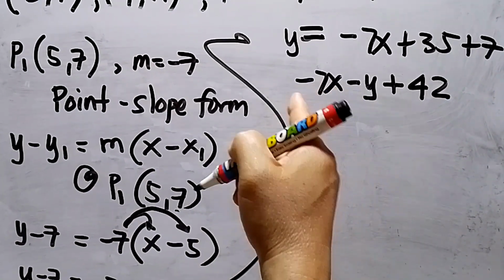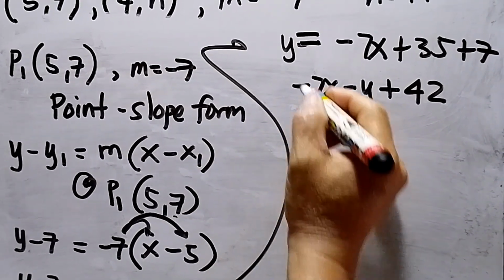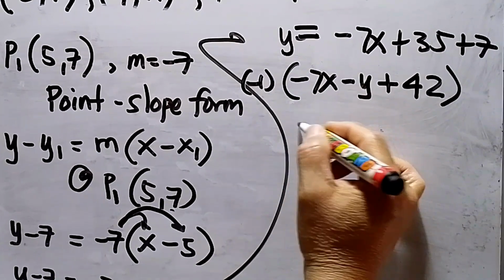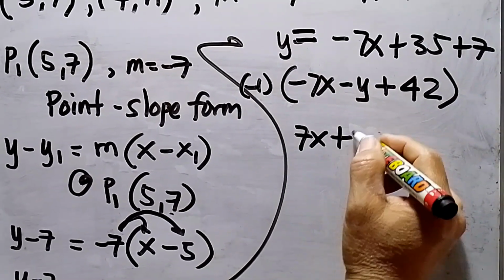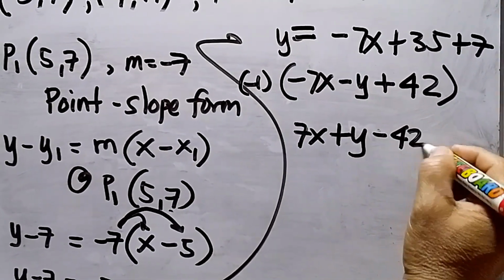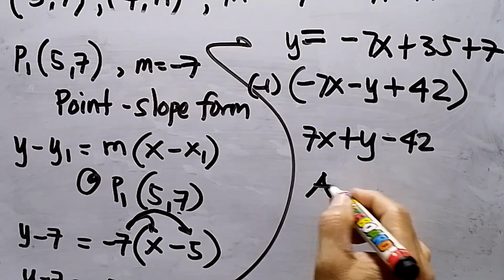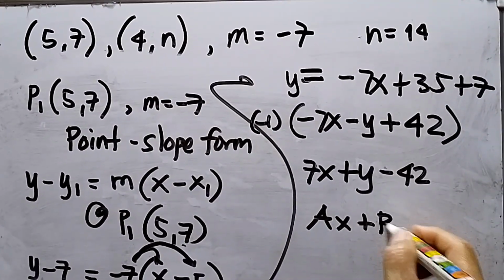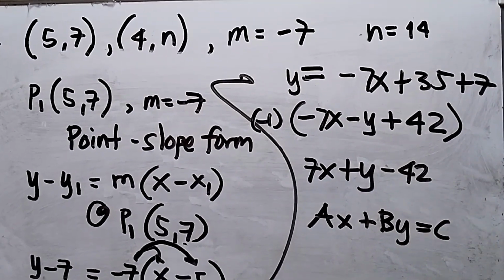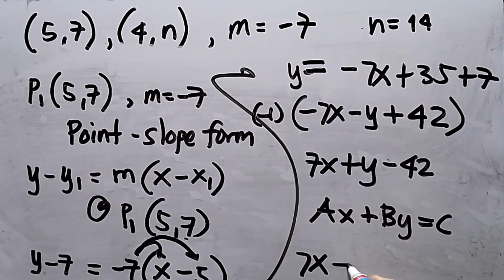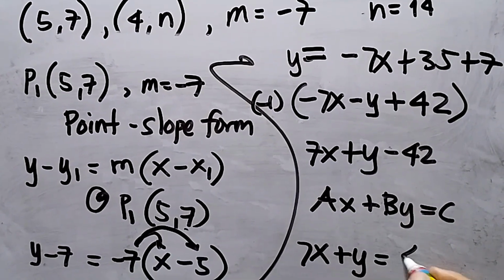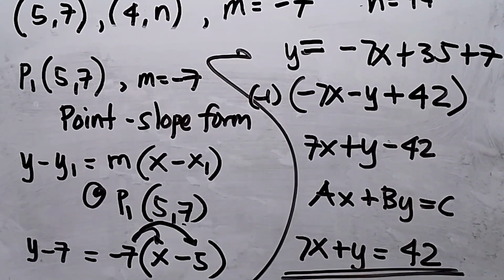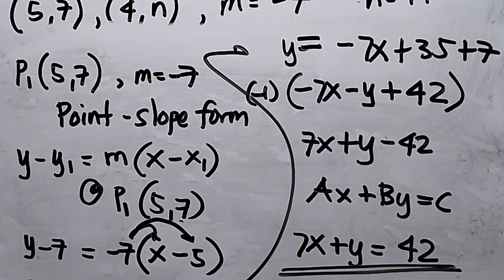Okay, so since my first term is having negative sign, so I will multiply negative 1. So this will be positive 7x, positive y, and then this will be 42. I need to come up with this kind of equation, standard form of a line. So this will be 7x plus y. This will be equal to 42. So that's the equation of a line in number 1. Now let's proceed to number 2.